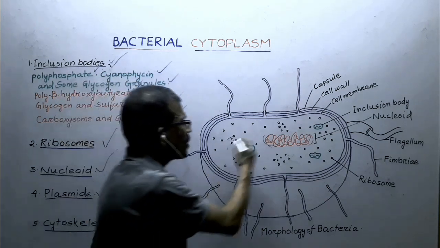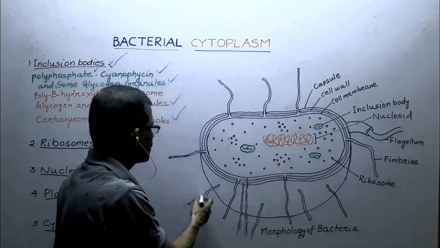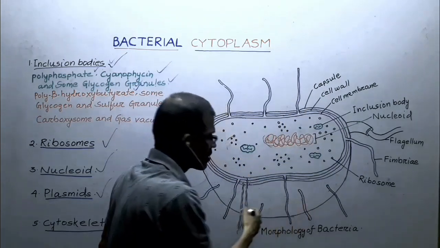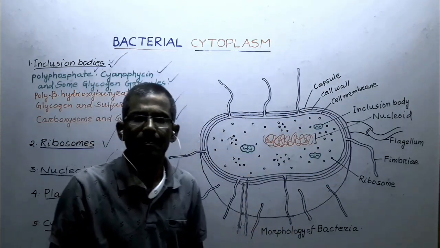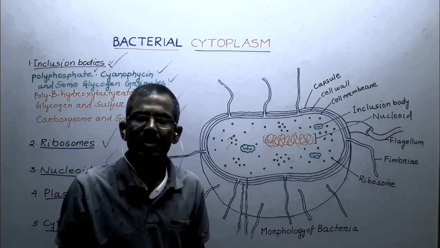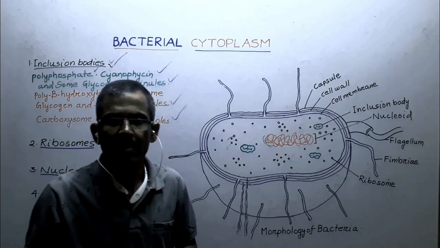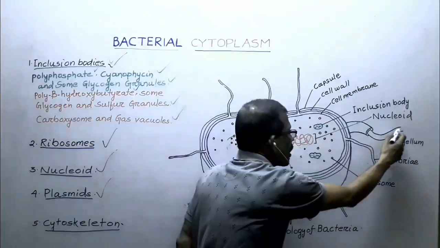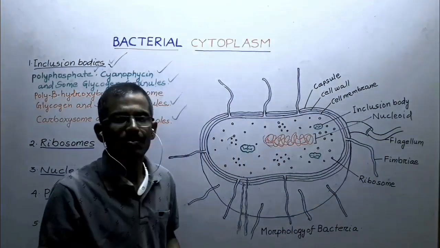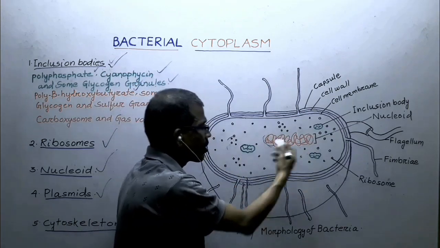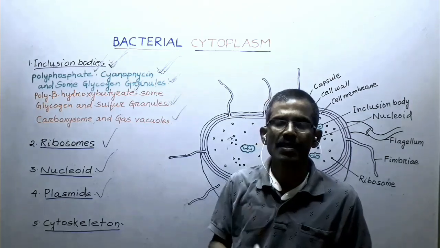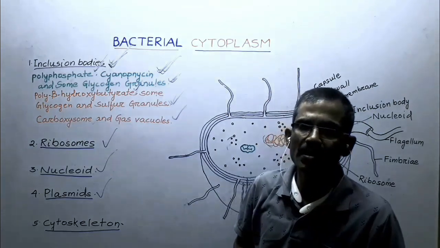On the surface of the bacterial cell, there are ultra-thin appendages known as pili or fimbriae. Many species of bacteria are motile. They possess whip-like locomotory appendages known as flagella. So friends, this is about the structure of a bacterial cell. First, we shall discuss inclusion bodies.